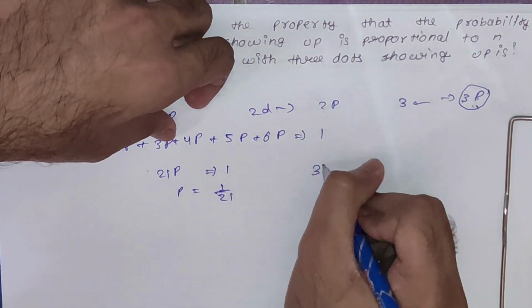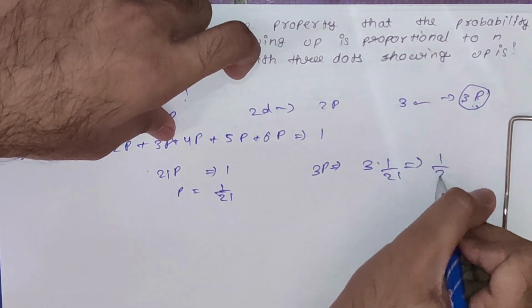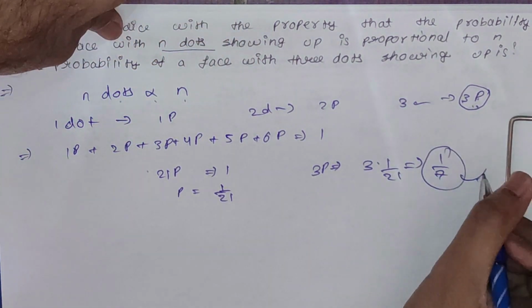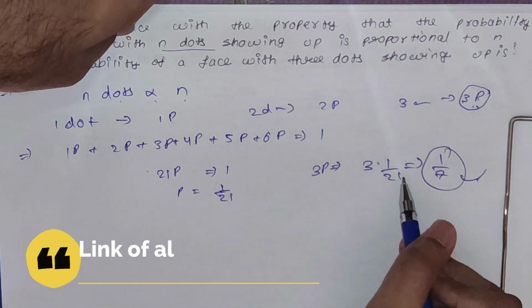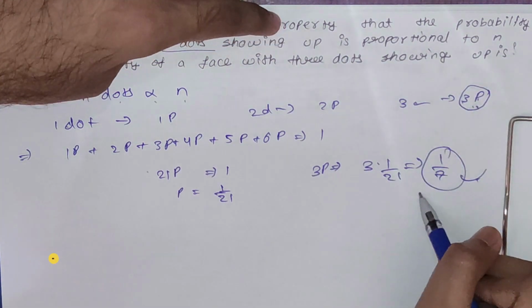So we want 3p, 3 into 1 by 21, so basically 1 by 7. So 1 by 7 is the answer for this question. Basically the probability of the face with 3 dots showing up is 1 by 7.